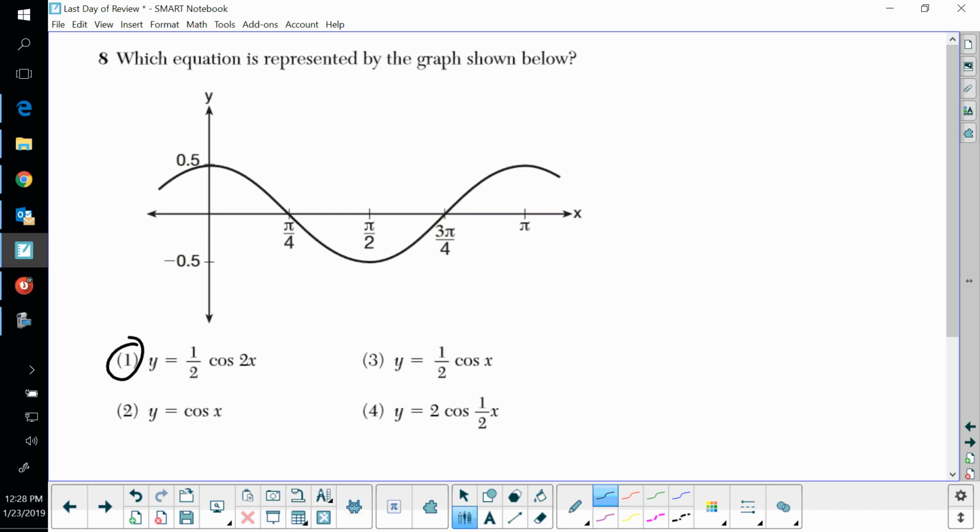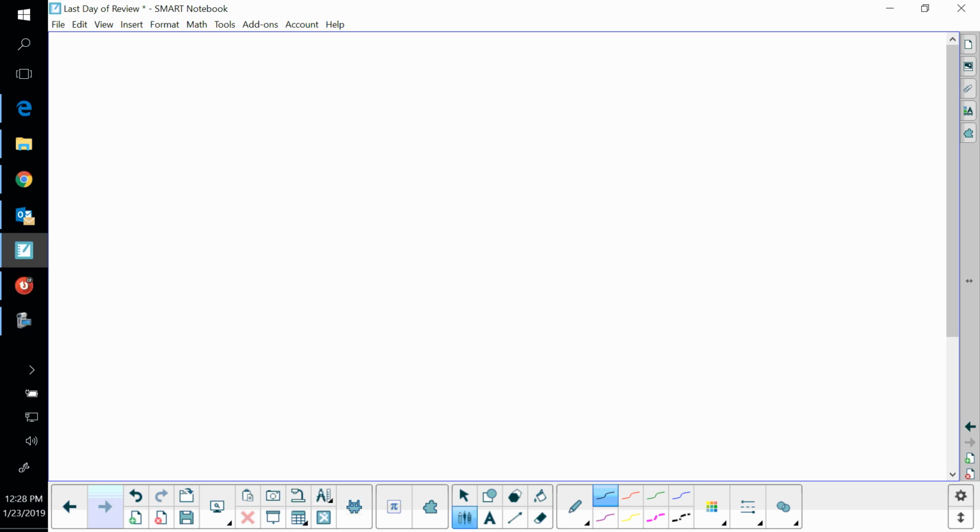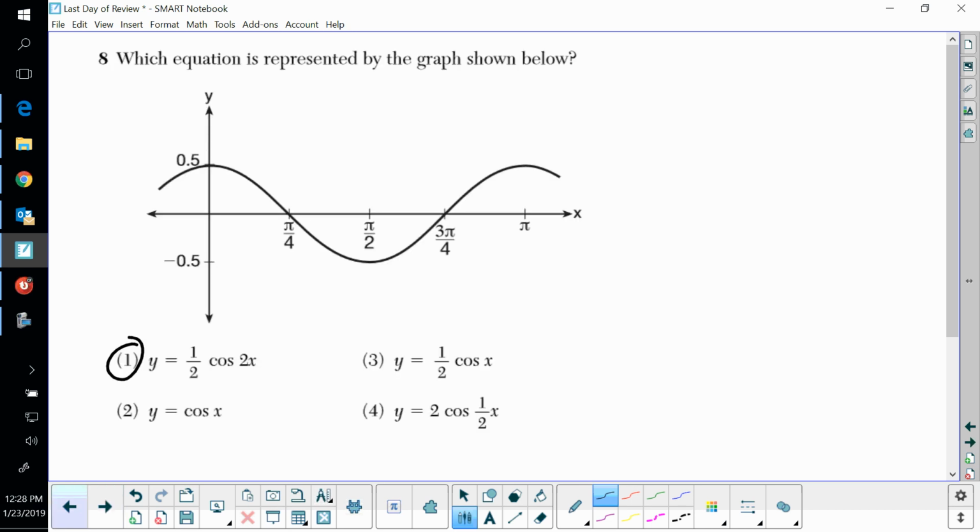So just anytime they're giving you a graph and they want to know which one's the equation, set your window to the window that you see in the picture first, and then test each of the equations. So this is what we would have done at the review session today. So hopefully this was of some help to get you ready for tomorrow.